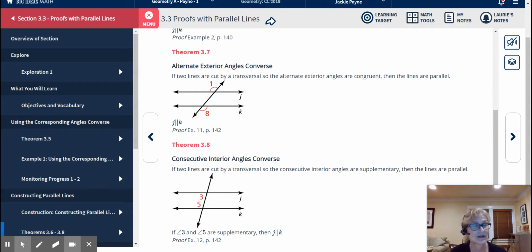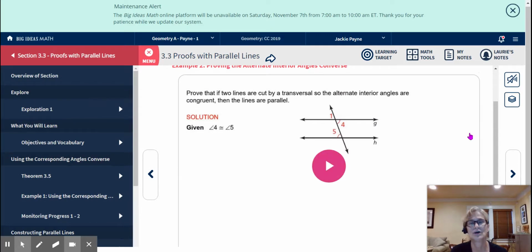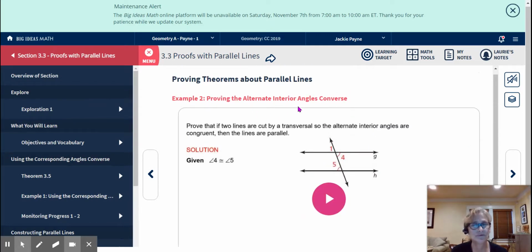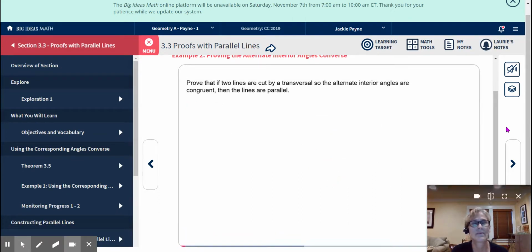We'll go over some of those in class, but for this video, I like to keep them short, and we will continue to show an example problem. So if I want to prove one of these, this is how I would go about it. Prove that if two lines are cut by a transversal so that the alternate interior angles are congruent, then the lines are parallel. Solution. First, draw a diagram with two lines that are cut by a transversal.